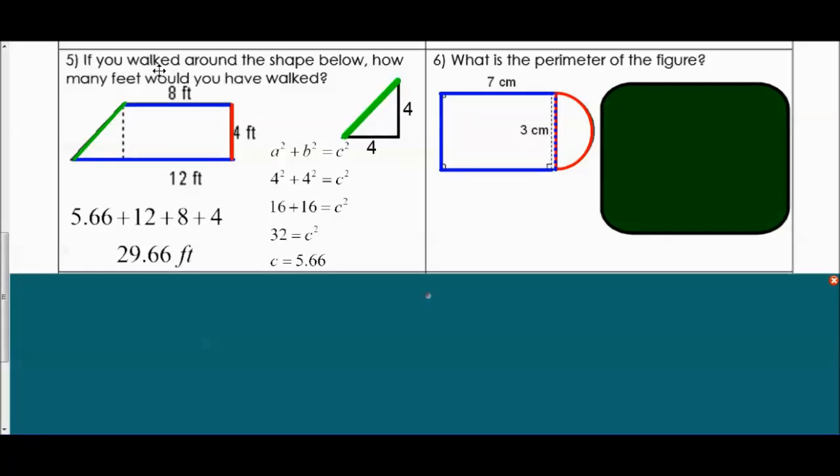Before we move on to the next one, I just want to make sure you're reading each question carefully. On number 5, if this said if you walked around the shape 6 times, then this wouldn't be our final answer. We still want to find the perimeter, but we're walking around it 6 times, so it's not just 29.66 one time. You'd do that number times 6.